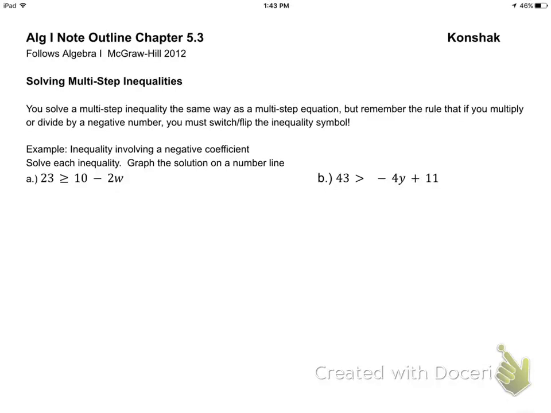Algebra 1, 5.3, we're going to talk about solving multi-step inequalities. So, we're going to take everything you did over the last 2 days, solving an inequality by adding and subtracting. Everything stayed the same. And then we solved by multiplying and dividing. When we multiplied and divided, we did have to be careful when you multiply or divide by a negative. If you multiply or divide by a negative, you need to switch or flip the inequality symbol.